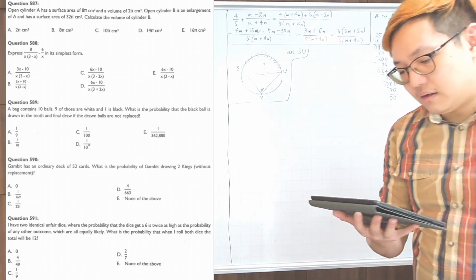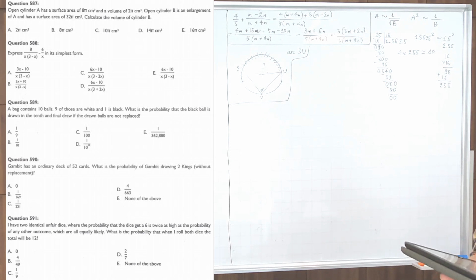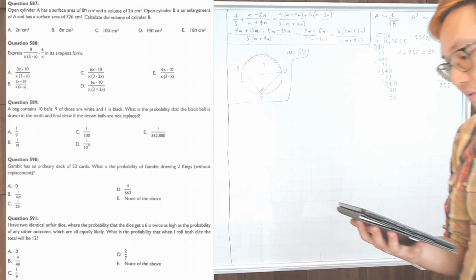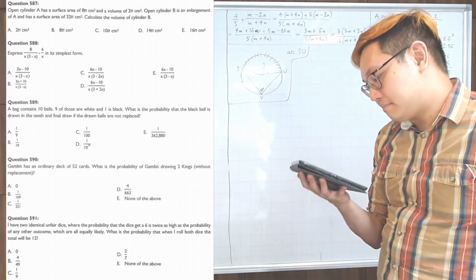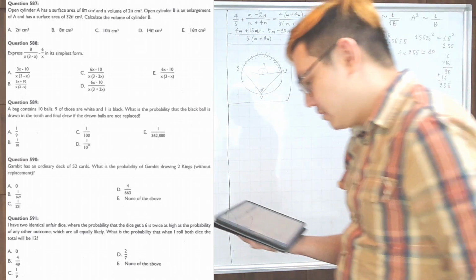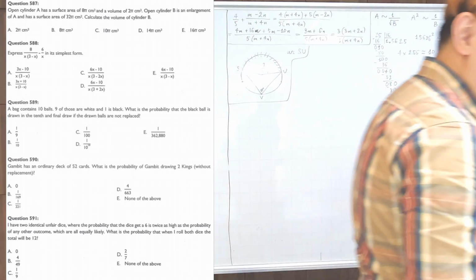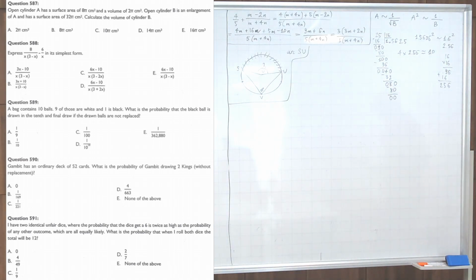Open cylinder B is an enlargement of A, so it just gets bigger, and has a surface area of 32 pi. That's 4 times the surface area. Calculate the volume of cylinder B. It doesn't follow the ratio like you think. Careful, you have to be careful.